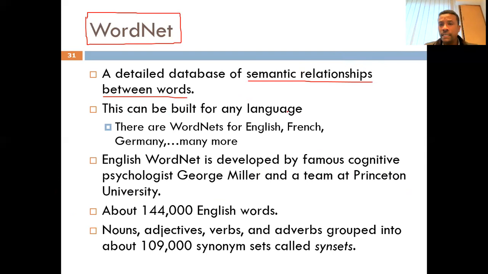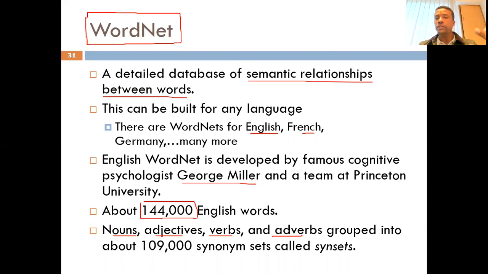So this can be built for any language that we have. Now, one thing that we know is most of the European languages like English, French, German, and many other languages have a WordNet. One of the examples that we have is a WordNet developed by George Miller from Princeton University, and it is for the English language. He collected 144,000 English words, okay? So he created a list of words from the English language, which is the size of 144,000. And from these 144,000 words, there are words that belong to noun, adjective, verbs, and adverbs, okay?